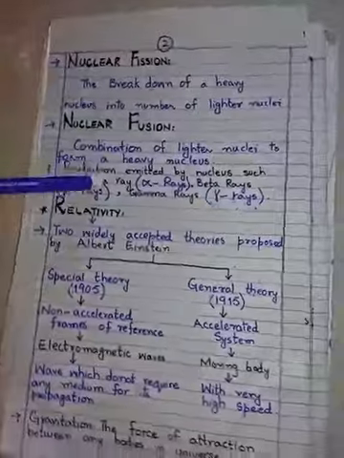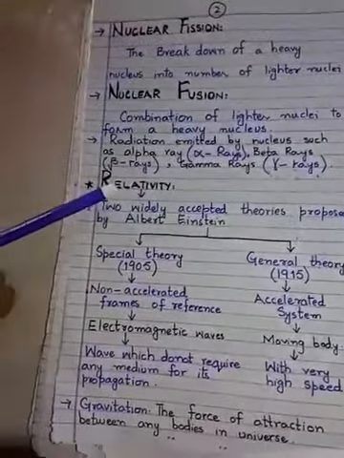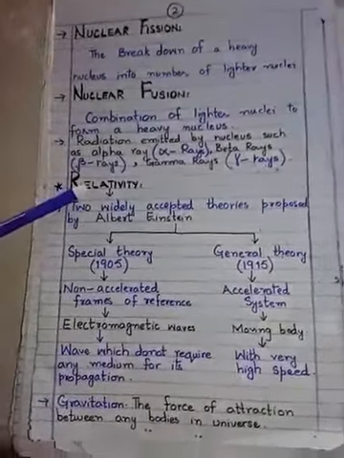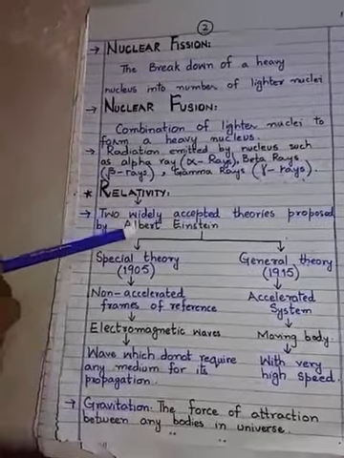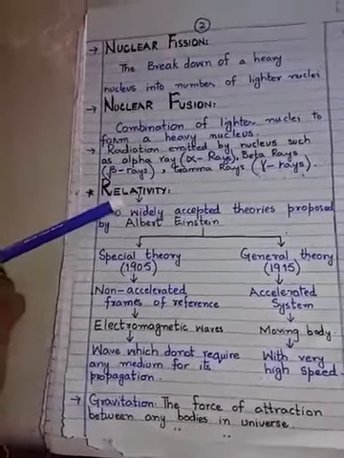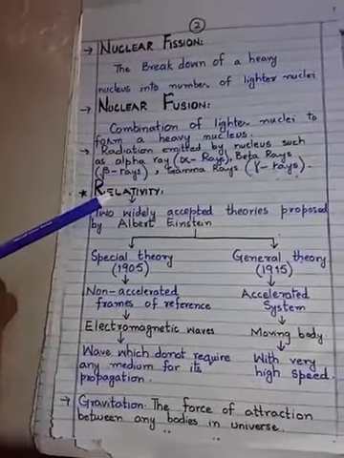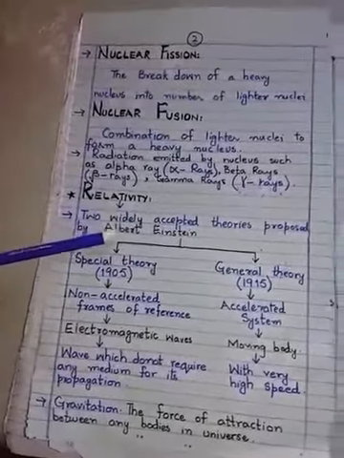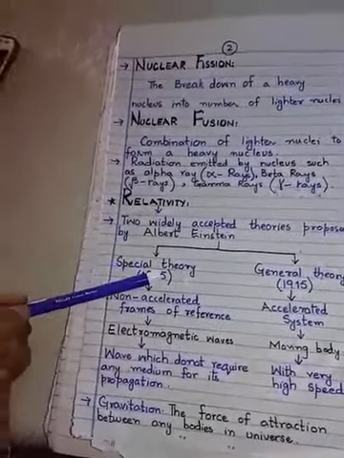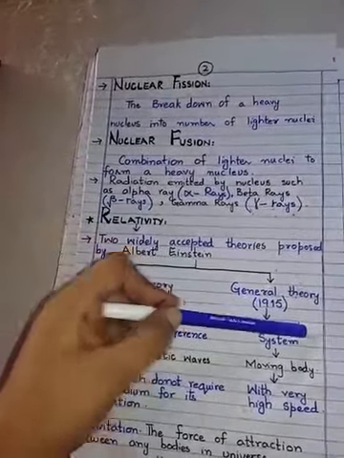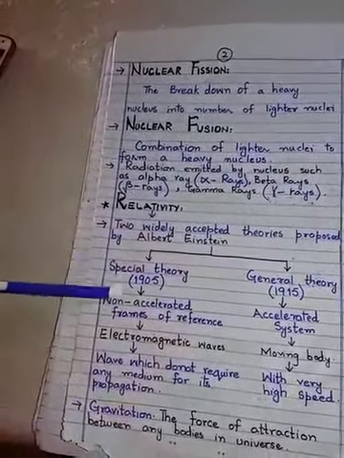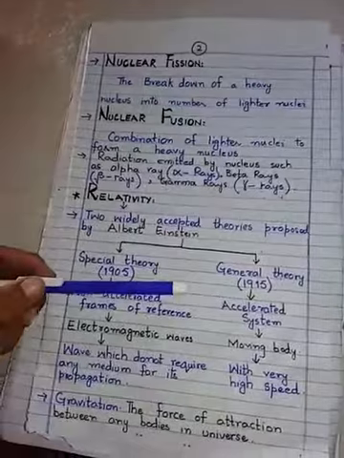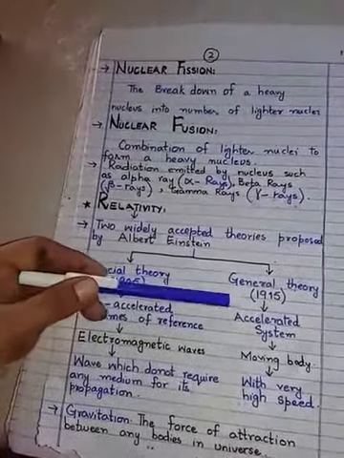Girls, the next branch of physics is relativity, which is also known as the theory of relativity. These are two widely accepted theories proposed by Albert Einstein, commonly known as the theory of relativity, or simply relativity. This theory basically consists of two parts. One is known as the special theory and the second one is known as the general theory. The special theory was proposed by Albert Einstein in 1905, and the general theory was proposed by Albert Einstein in 1915.